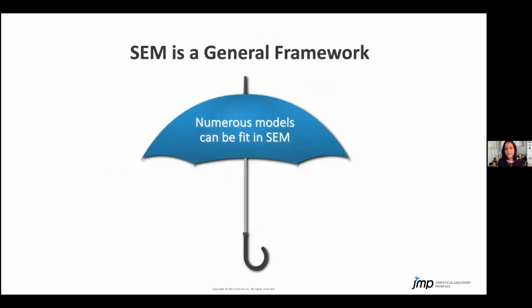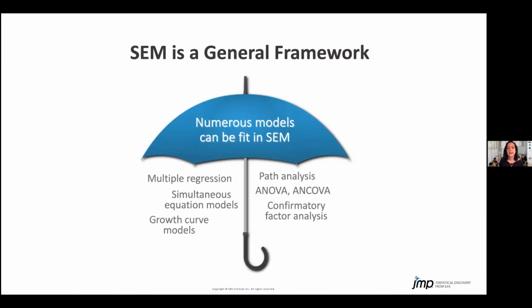And so what I think is really important to understand is that SEM is not just one statistical technique. It's in fact a framework where all sorts of statistical techniques can be specified. They can be fit. Things like multiple regression, path analysis, even your good old ANOVAs, t-tests, it's a framework where all of these types of models can be estimated. And there's more, this is not an exhaustive list. But the ones that we're going to touch on today are multiple regression, path analysis, and CFA, or confirmatory factor analysis.